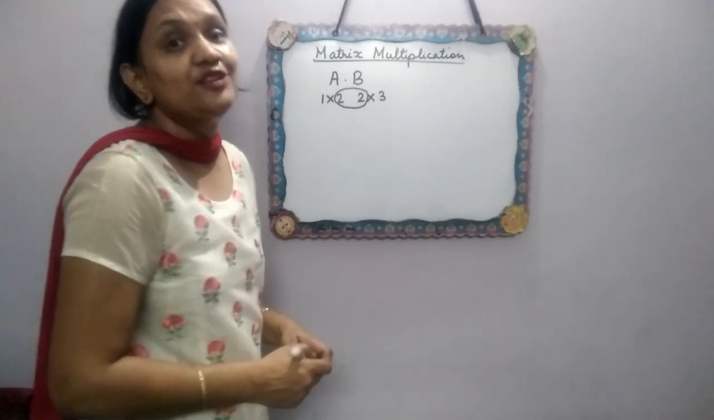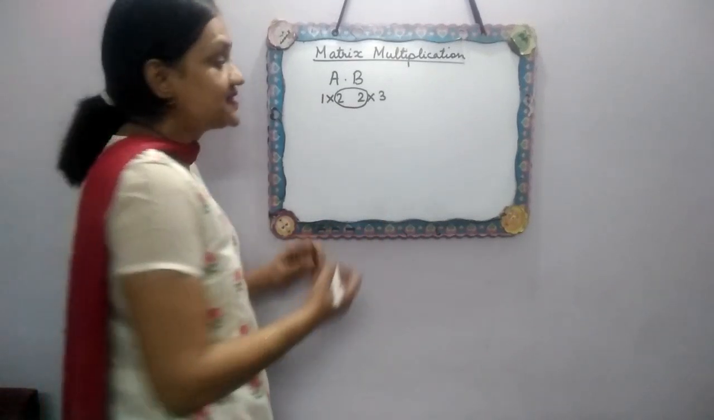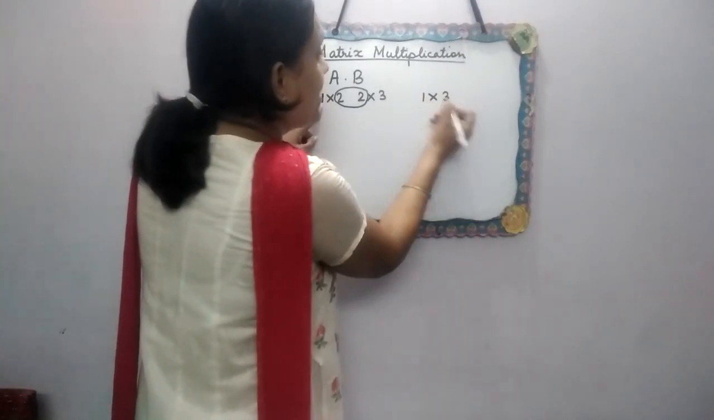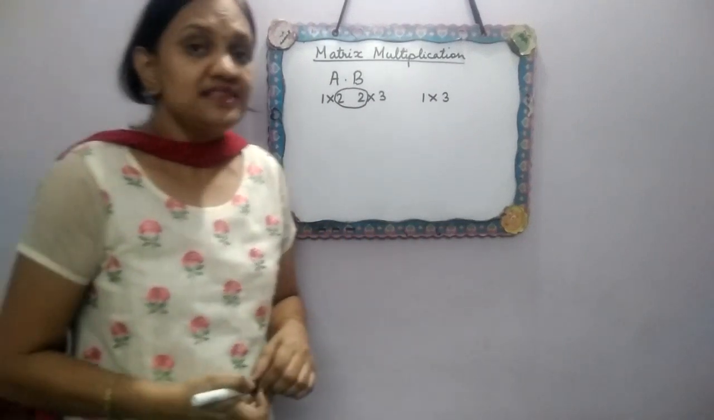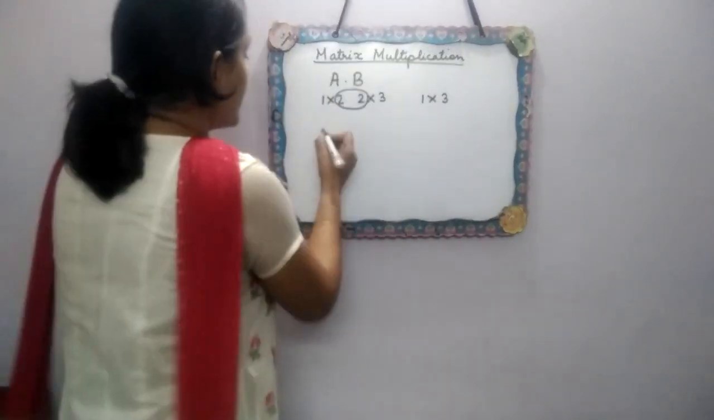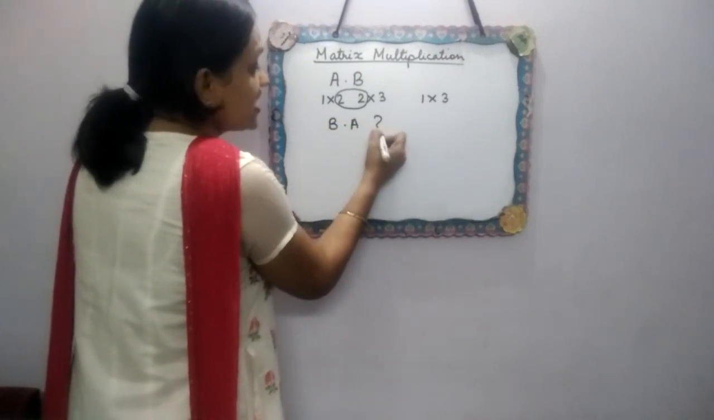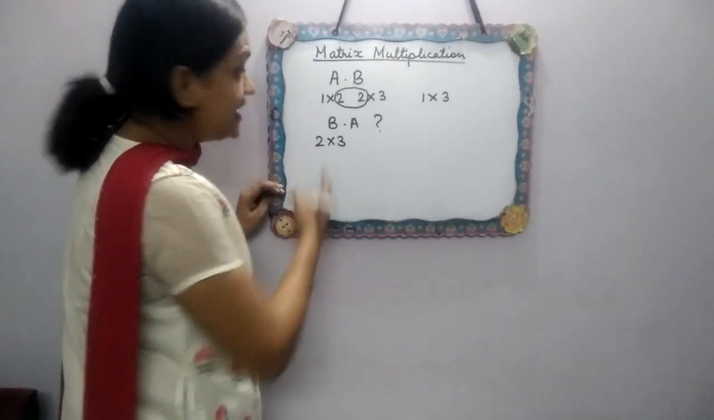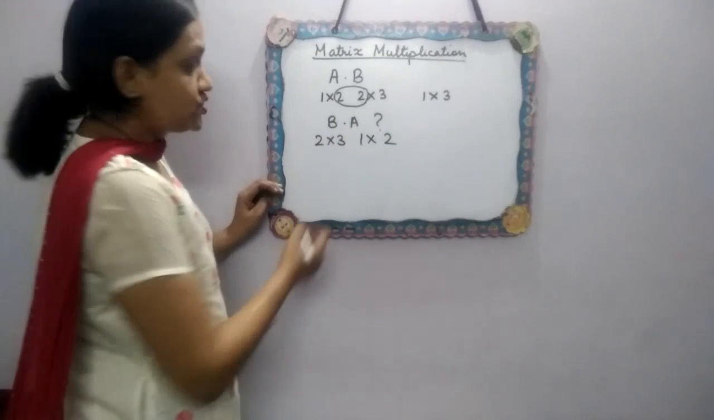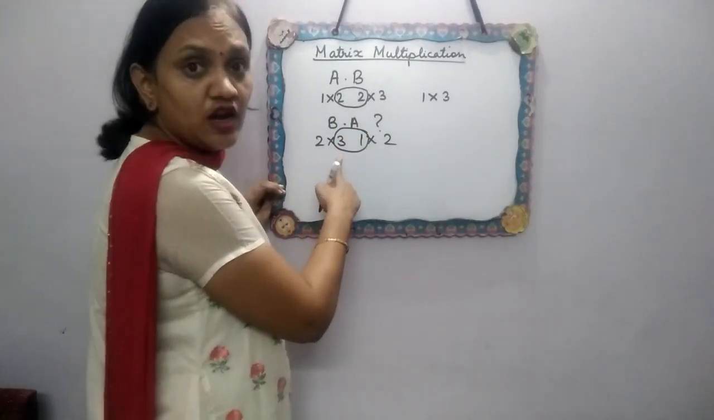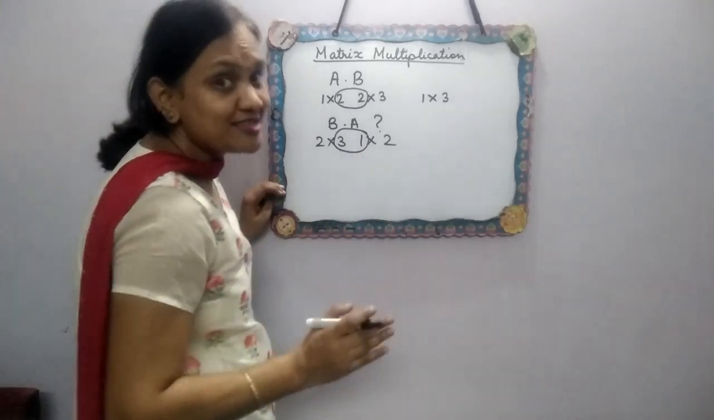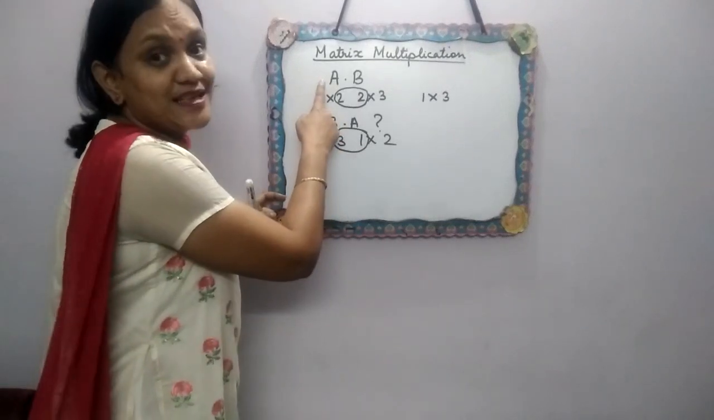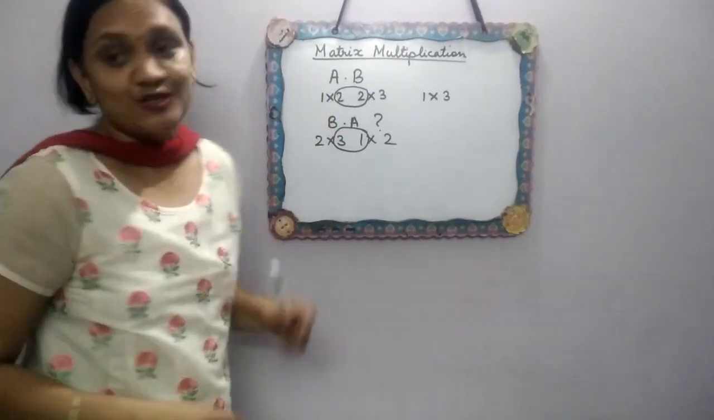And what will be the order of the resulting matrix, the answer matrix? The order of the answer matrix will be 1 by 3. So A into B is possible. Is B into A also possible? Let's check. Order of B is 2 by 3. Order of A is 1 by 2. So, the number of columns of the first matrix is not equal to the number of rows of the second matrix. Though A into B is possible, B into A is not possible.